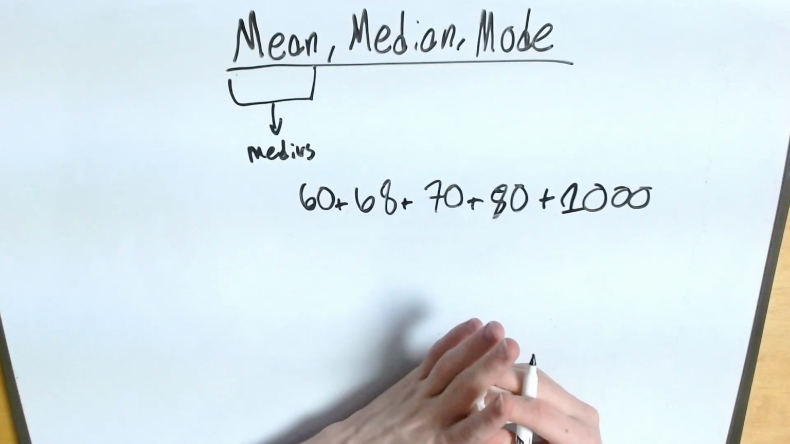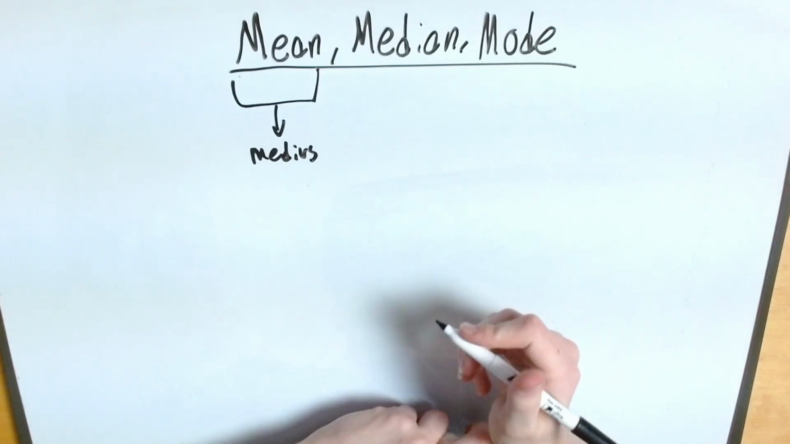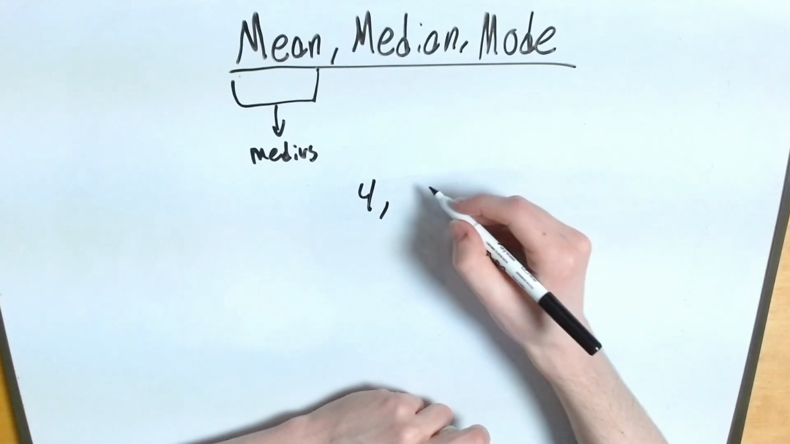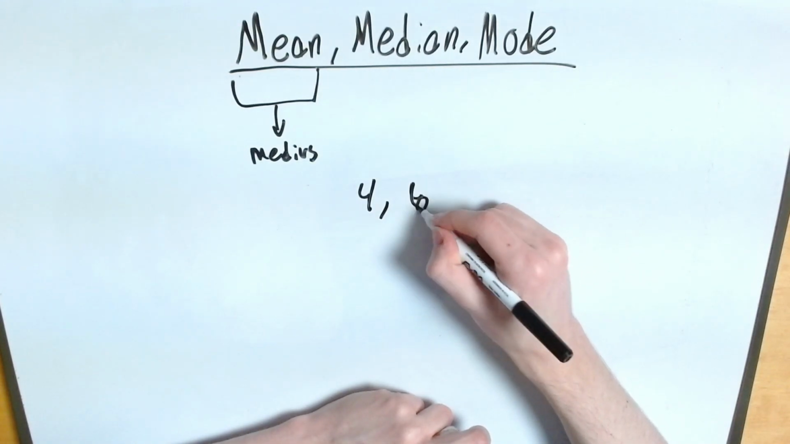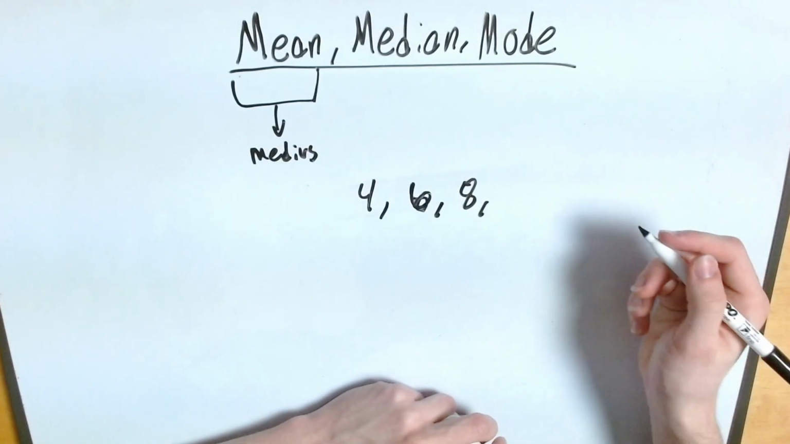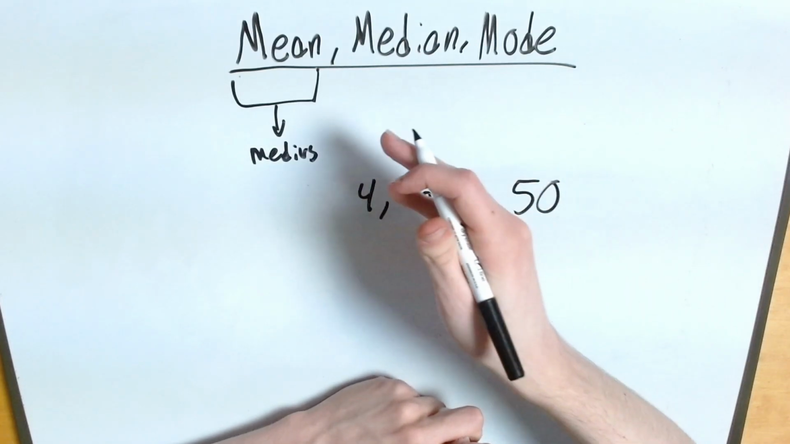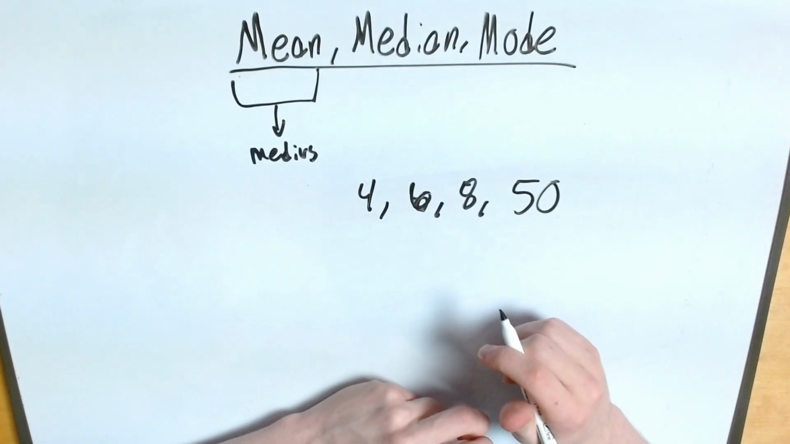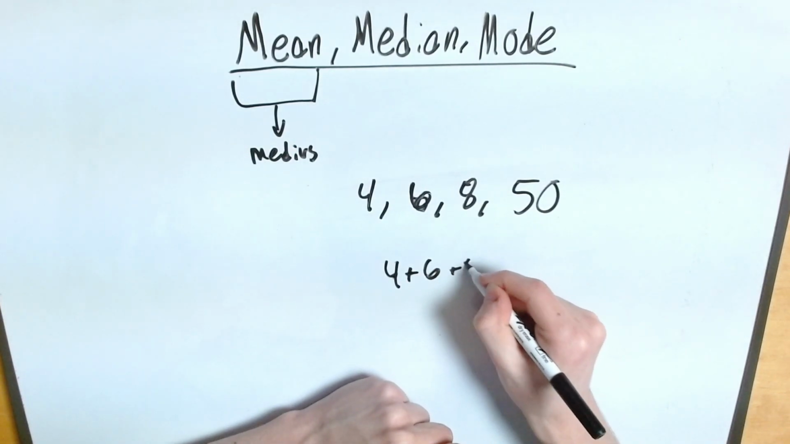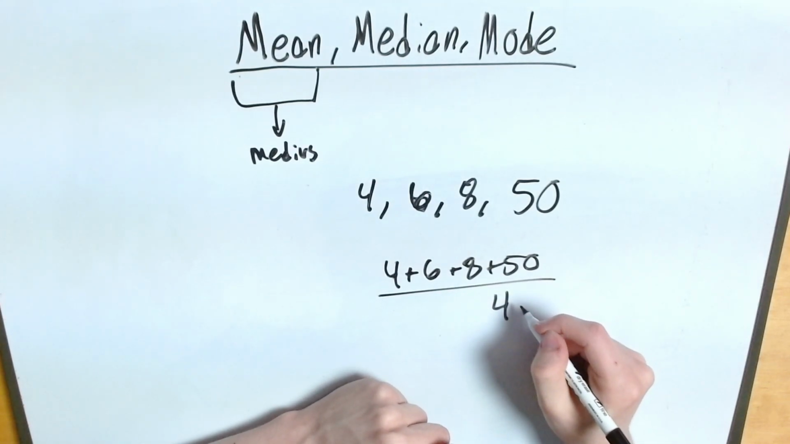Say I'm measuring how many stories a building has, right? I could look down my street and I could say, okay, well, there's one building that has 4 stories, and then there's another building that has 6 stories, and then there's another building that has 8 stories, and then there's a skyscraper which has 50 stories. If I were to find the mean of this data, I would add up 4 and 6 and 8 and 50 and divide that all by 4.